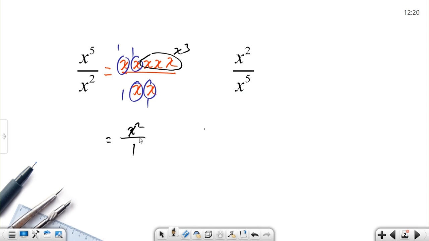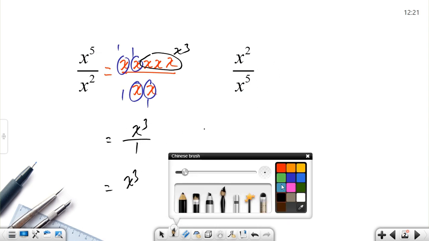Sorry, not x squared, x cube over 1 times 1, 1. So 1 times x cube is x cube over 1. It's equal to x cube. x cube divided by 1 is x cube. We can say that much. So 5 minus 2 is 3. x power of 3 is the result.